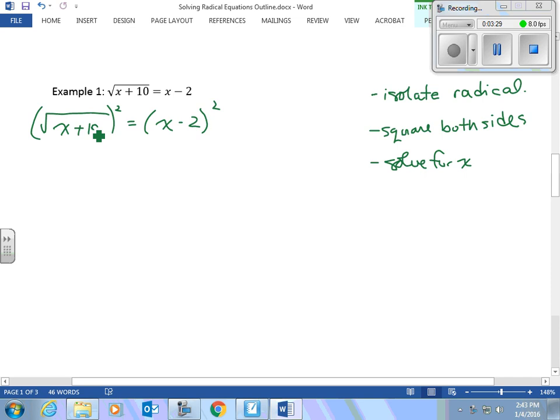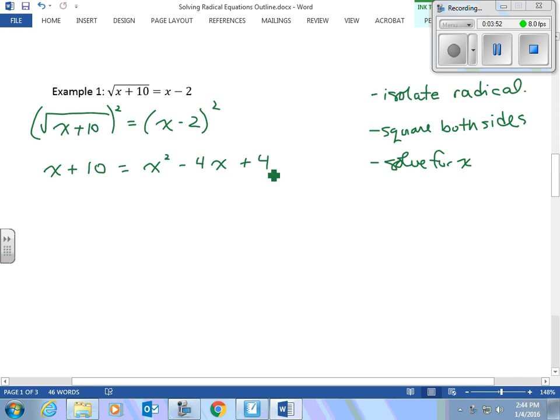When I square a root, I end up with whatever's under that radical sign. So on the left, I have x plus 10. When I'm squaring x minus 2, remember that's x minus 2 times x minus 2, and I need to use the distributive property, so I'll get x squared minus 4x plus 4 when I square that.